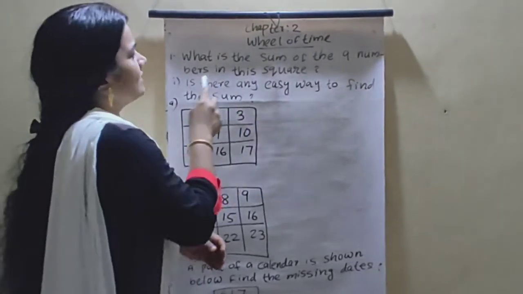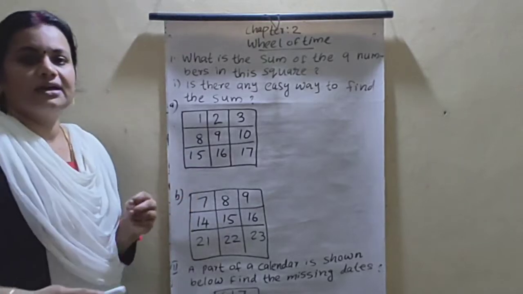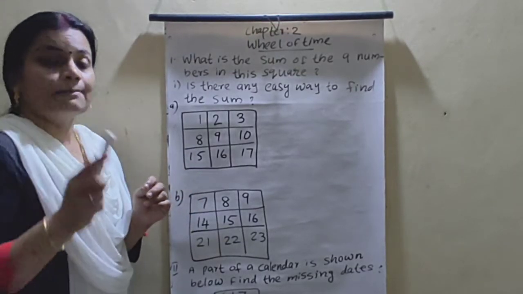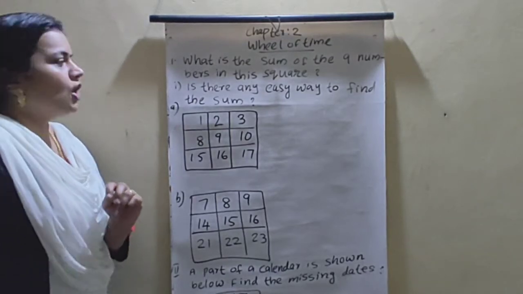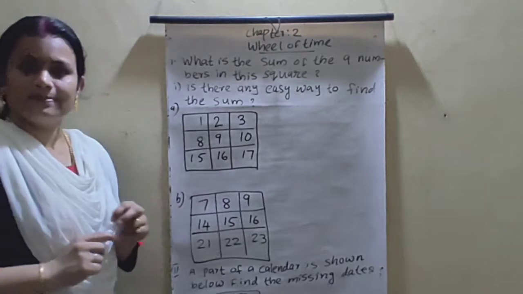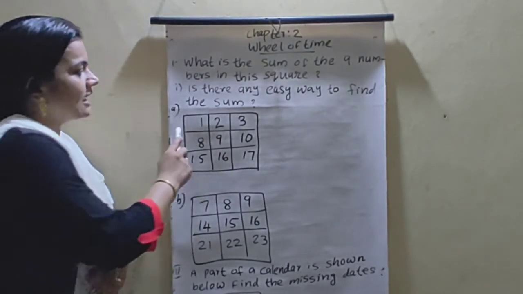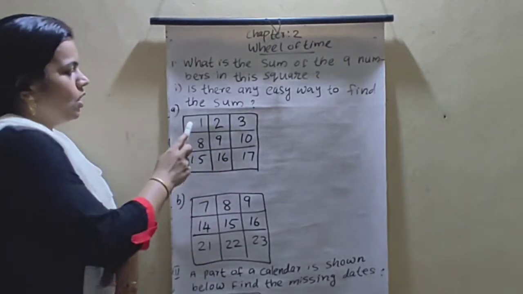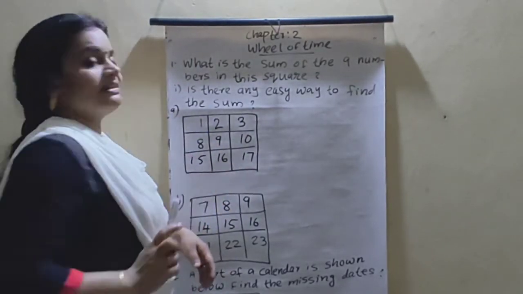What is the sum of the 9 numbers in this square? One square is given, and we want to find the sum of the 9 numbers of this square. Okay, then what is the next question? Is there any easy way to find the sum? Look at this square. These 9 numbers are given: 1, 2, 3, 8, 9, 10, 15, 16, 17.